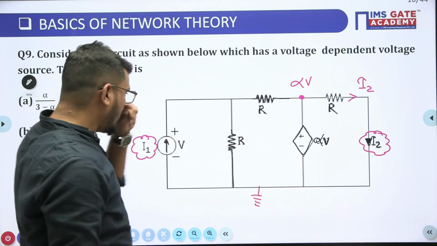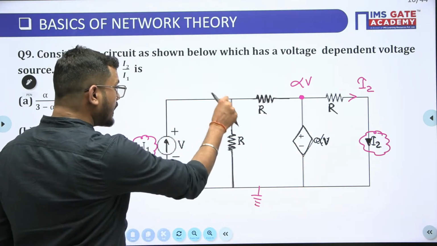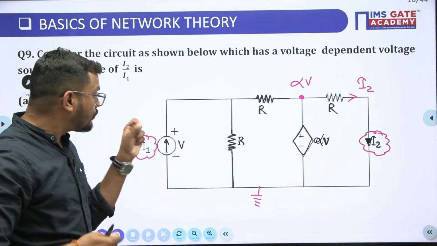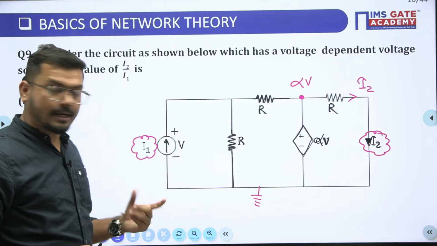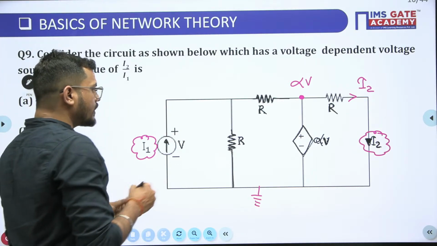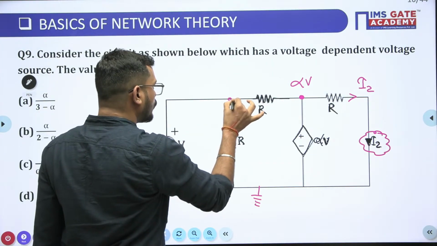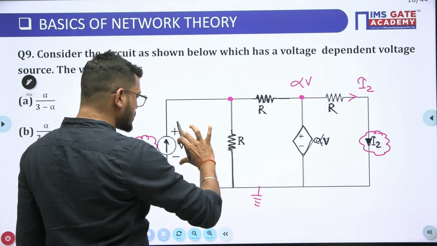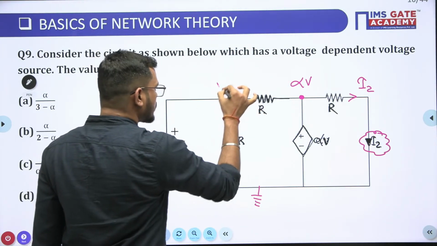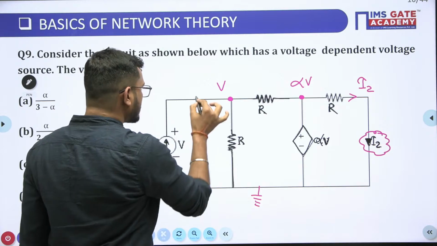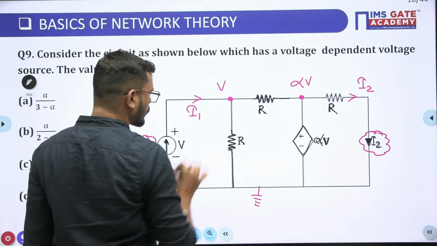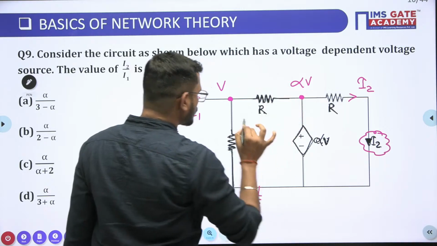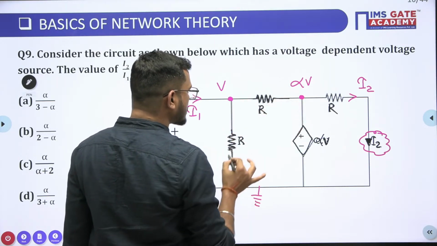Is it clear? Now we have to calculate the ratio of I2 and I1, so we have to relate these two terms. We can say the voltage of this terminal is this voltage V only. So let us suppose this is V, and this current is I1. If this is I1, this voltage is V, and this voltage is alpha V.